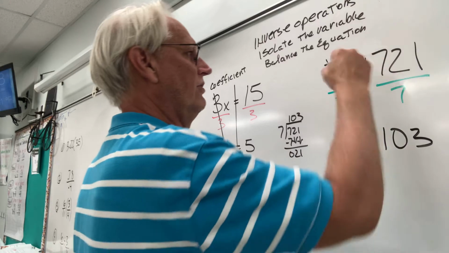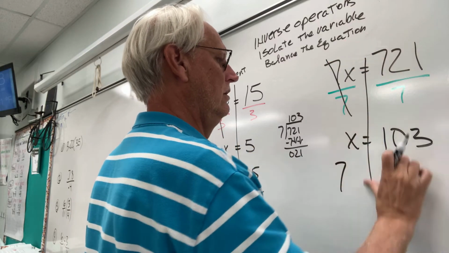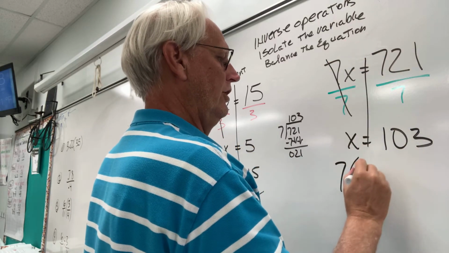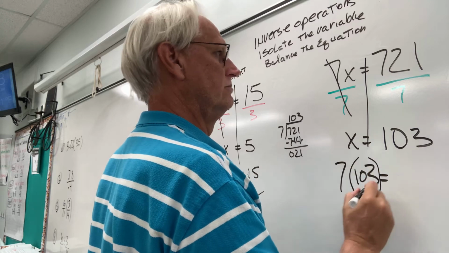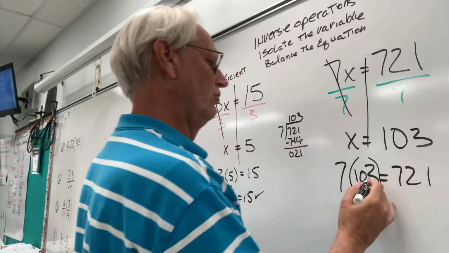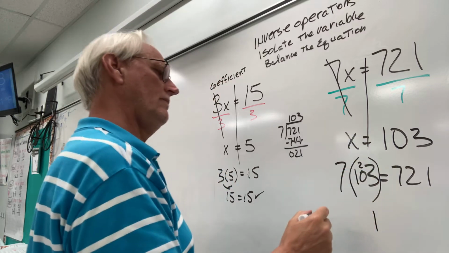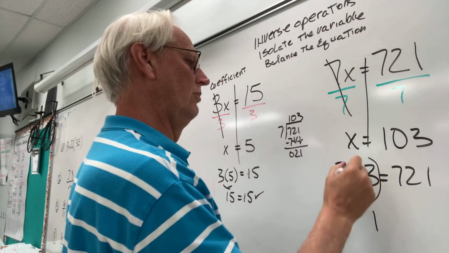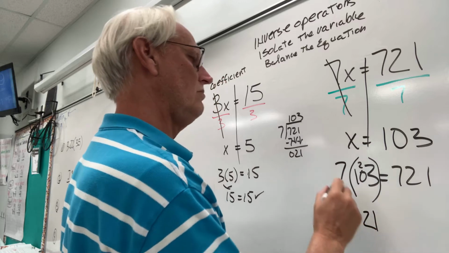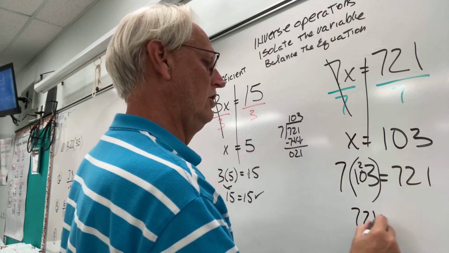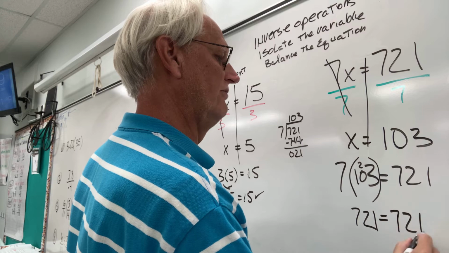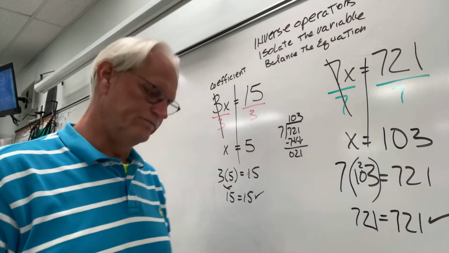So then you've proven and done your math to show that work. So now I'm going to plug this back in. So 7 times 103 equals 721. So 3 times 7 is 21, carry the 2. 7 times 0 is 0 plus 2. And 7 times 1 is 7. So 721 equals 721. And that's true.